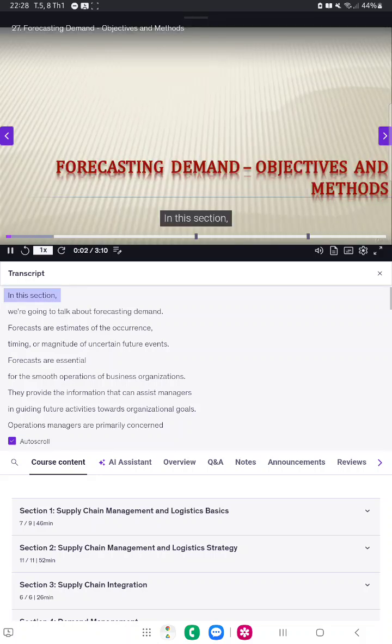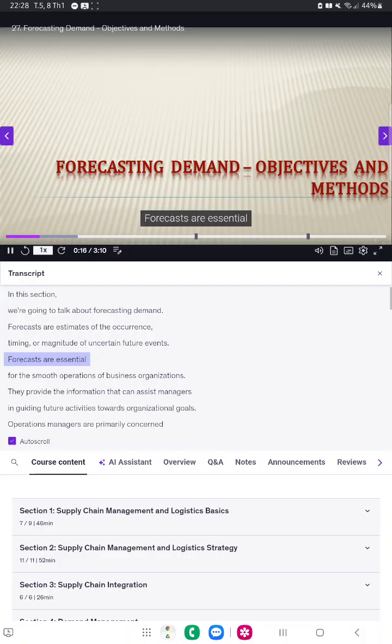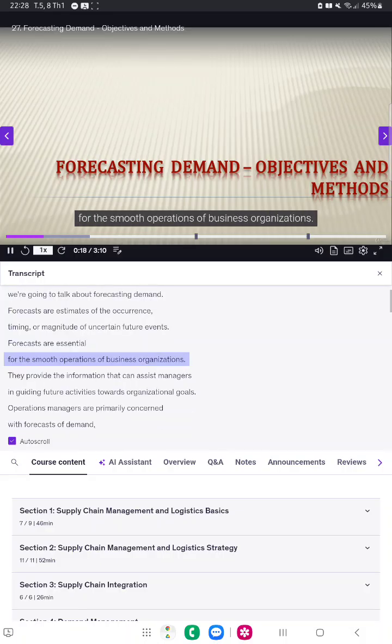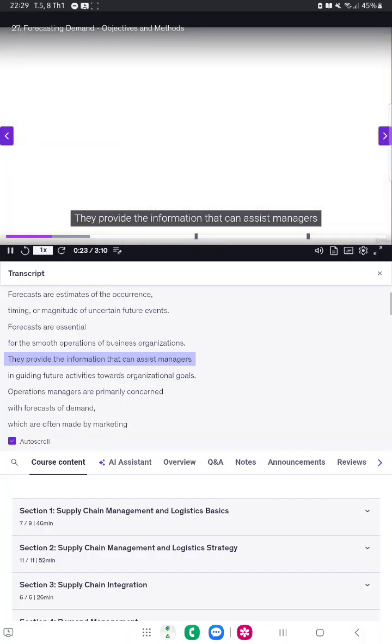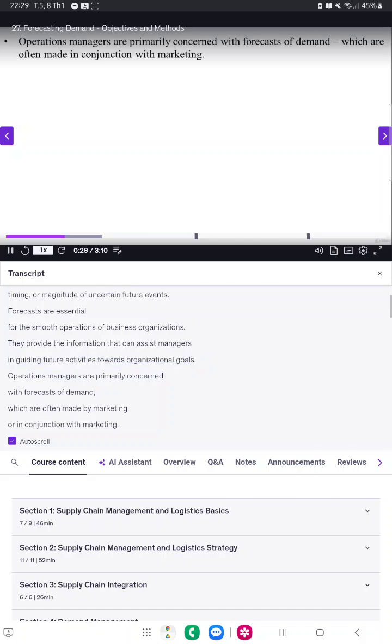In this section, we're going to talk about forecasting demand. Forecasts are estimates of the occurrence, timing, or magnitude of uncertain future events. Forecasts are essential for the smooth operations of business organizations. They provide information that can assist managers in guiding future activities toward organizational goals.